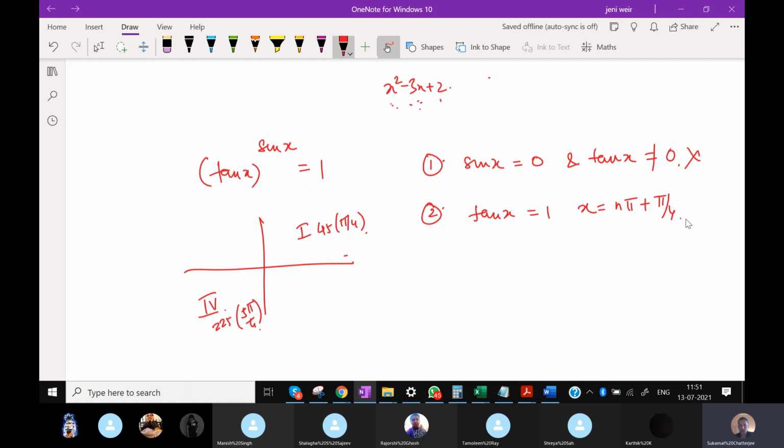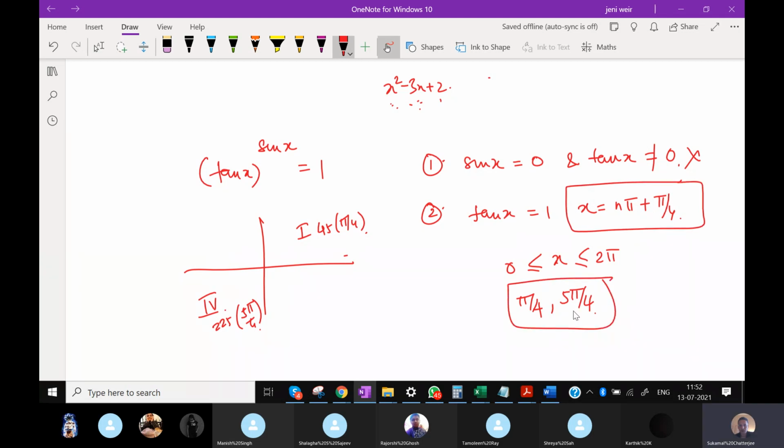Right? Now, if it is given that x lies between, let's say, 0 and 2 pi, then there will be two values of x, which are pi by 4 and 5 pi by 4. Okay. So this is the second case, which gives us this solution. And this would be the particular solution if the range is given.